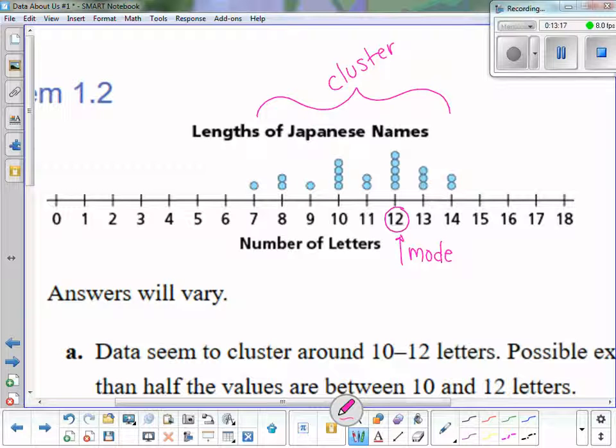I got the range by subtracting 7 from 14. The highest number with data on it minus the lowest number with data on it, and if you subtract that, you get 7 because 7 plus 7 is 14. I like how you said the highest number with data on it and the lowest number with data on it. Yeah, because look, we have like 15 through 18 that don't have any data, and 0 through 6, but those are just part of our number line. All right, so let's look at one more. Do you guys have any questions about the mode and the range there?